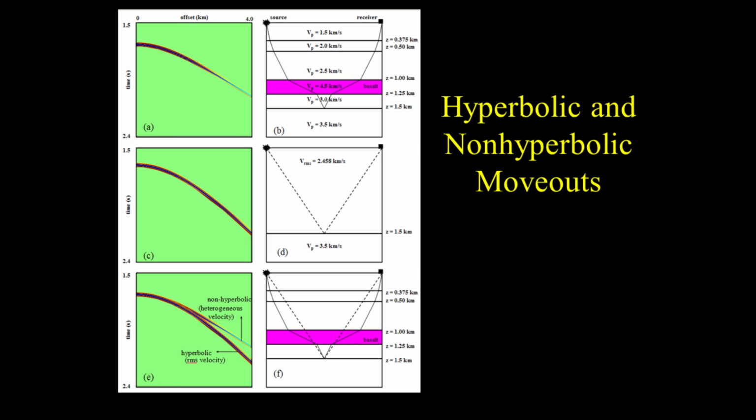E is a superposition of hyperbolic and non-hyperbolic moveouts after both travel time curves have been adjusted at the same zero offset travel time. F is a superposition of straight and bending rays. There is a lot to unpack here.